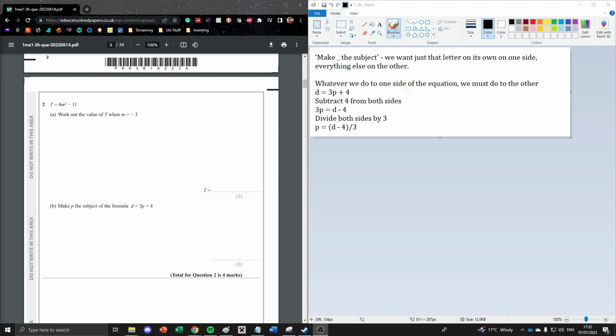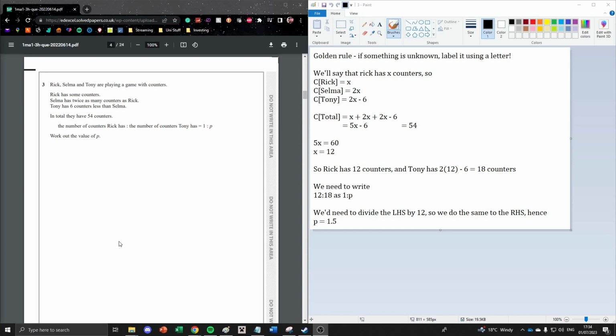So we're just going to start rearranging the equation. So first of all, we're going to subtract 4 from both sides of the equation to get 3p equals d minus 4. And then we're going to divide both sides by 3. That's to get rid of this coefficient of 3 here. So we're going to end up with p is equal to d minus 4 in brackets divided by 3. And that's our final answer for p.